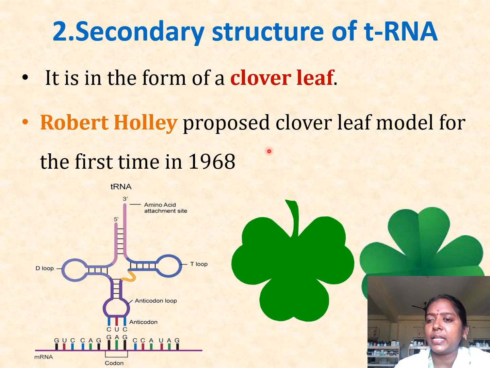Moving on to the secondary structure of transfer RNA. This secondary structure of transfer RNA is more or less similar to a clover leaf and it is named the clover leaf model. This is the picture showing the clover leaf. When you see the outline, both the transfer RNA and this leaf are similar, which has three parts. This structure was first proposed by Robert Holley in 1968.